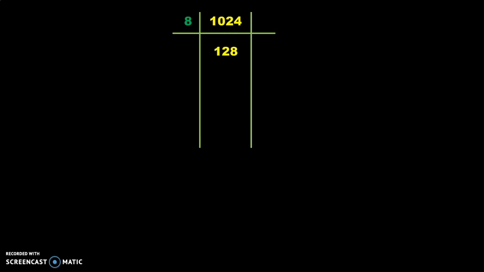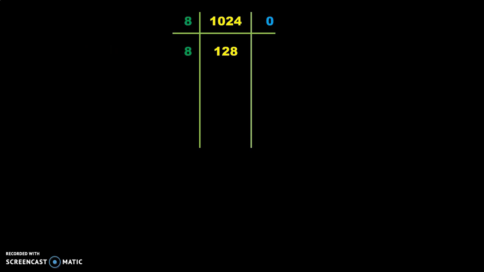Let us take one decimal number, and it is 1024. Now we know that we have to use the ladder method, and we repeatedly divide by 8. So 1024, now let us divide by 8. When we divide 1024 by 8, the quotient will be 128 and the remainder 0. In this case the remainder is 0.